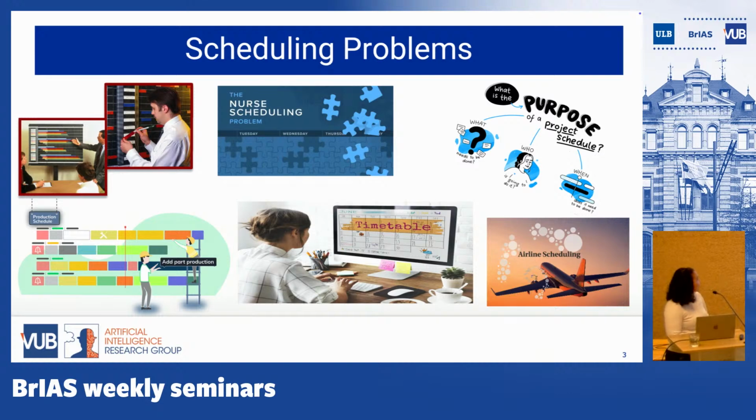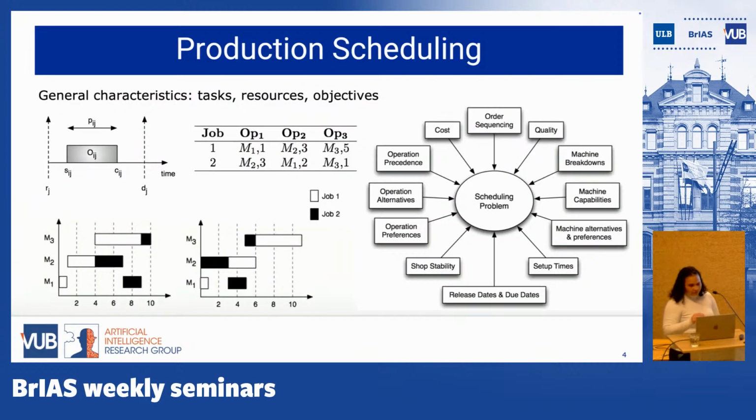We also have project scheduling, so typically you need to define what needs to be done, who is going to do it, and when exactly this needs to be done. And we are going to be focusing a bit more on production scheduling, so I will give a general idea. For production scheduling, we can say that as a general characteristic, we always need to have jobs that are composed of operations, so tasks that need to be executed on a specific amount of resources for a specific amount of time. So we have basically what we can see here.